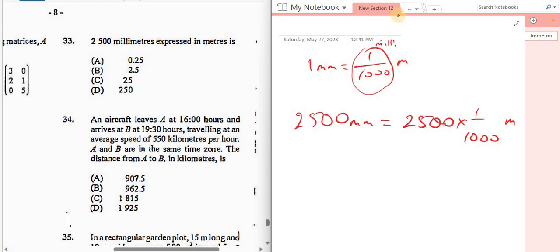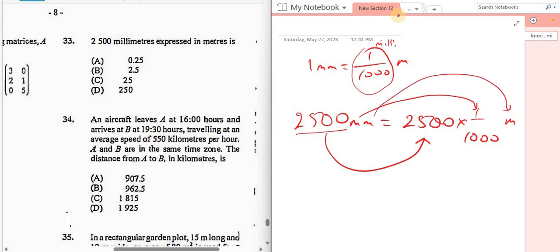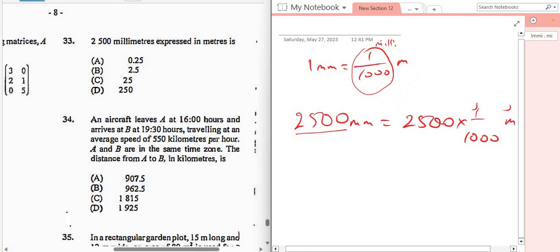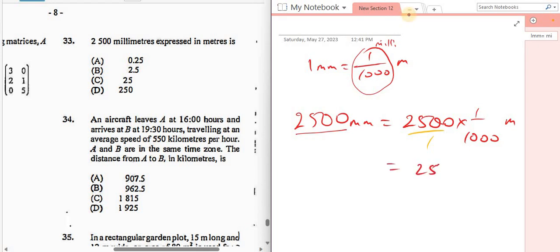So you could just simply think of this like this is the 2,500 here, right? Times the milli right here, and the meters right there. Clear? 2,500 times the milli, which is 1 over 1,000. Okay, so everybody get that? And what will the answer be? Okay, so we can just simply do this. Put over 1. It'll be 2,500 divided by 1,000 basically.